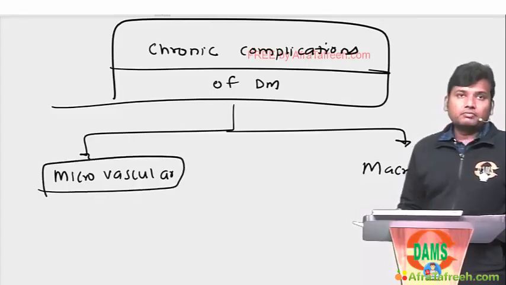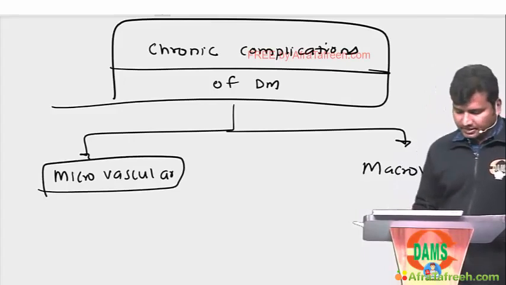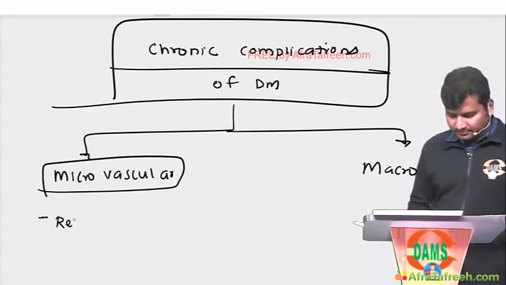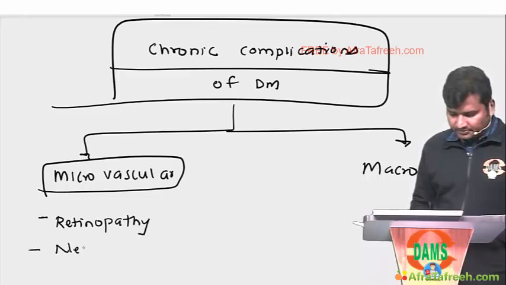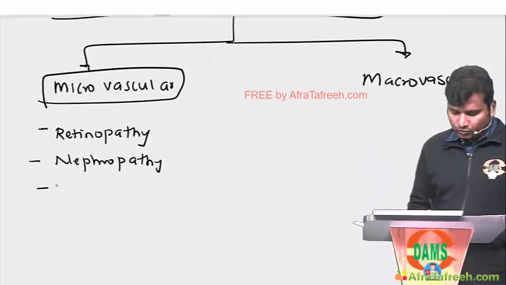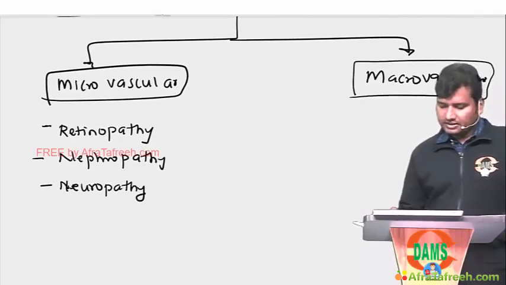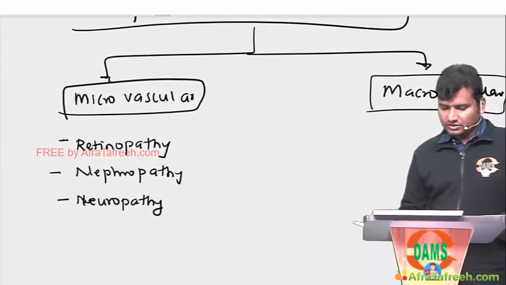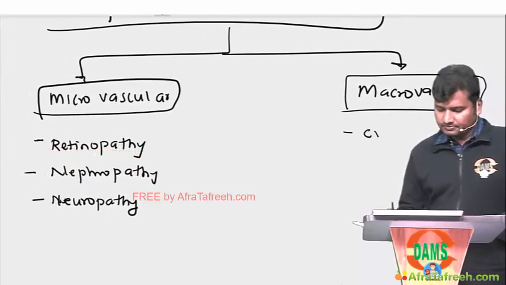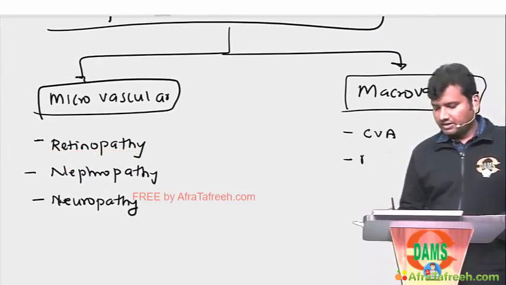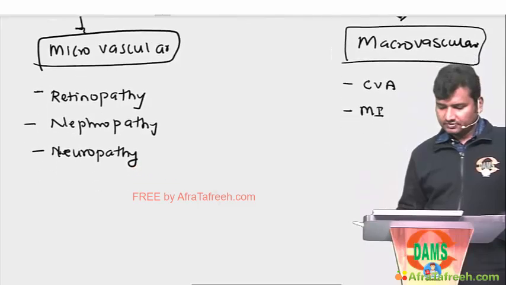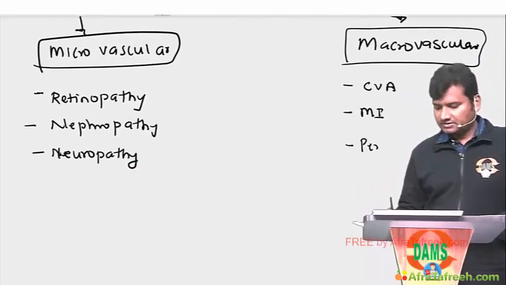Now, microvascular complications are retinopathy, nephropathy, and neuropathy. Then macrovascular complications can be cerebrovascular accident or stroke, myocardial infarction or ischemic heart disease, and third, peripheral arterial disease.